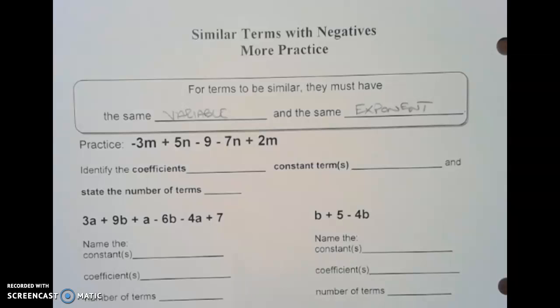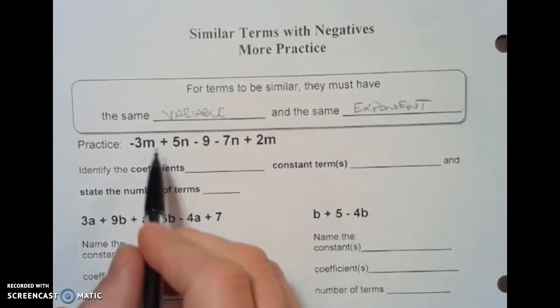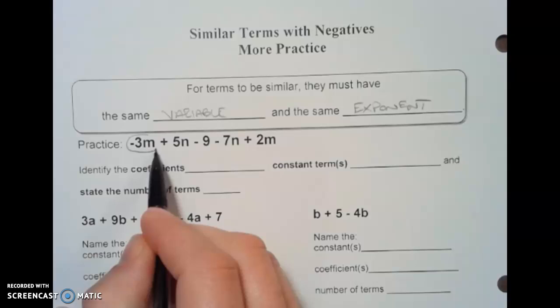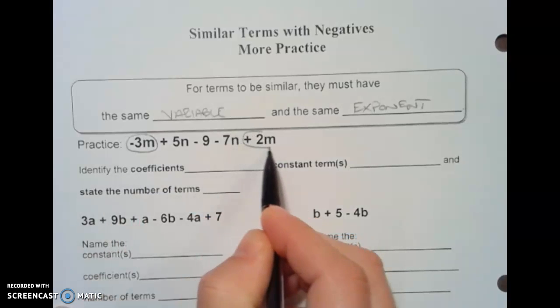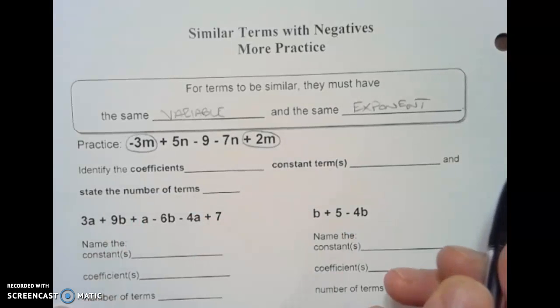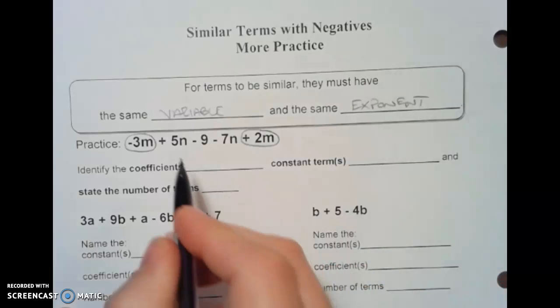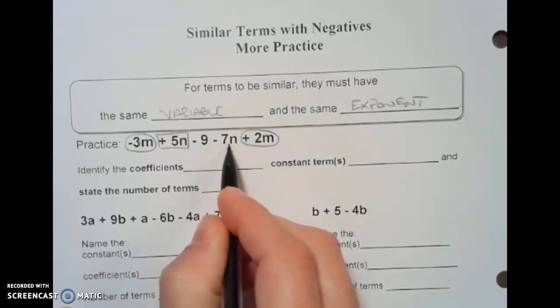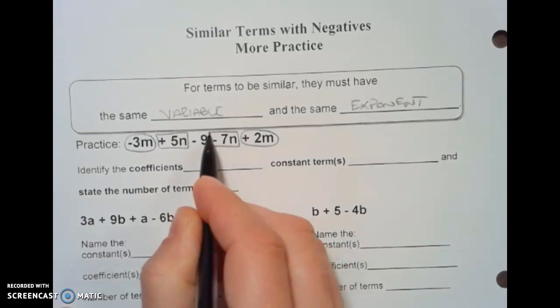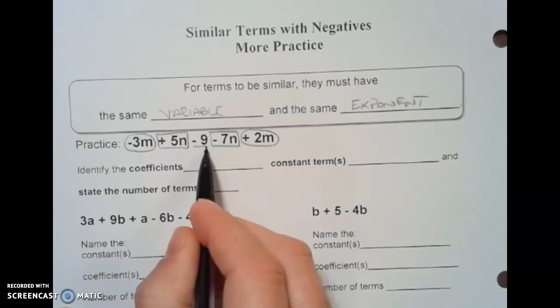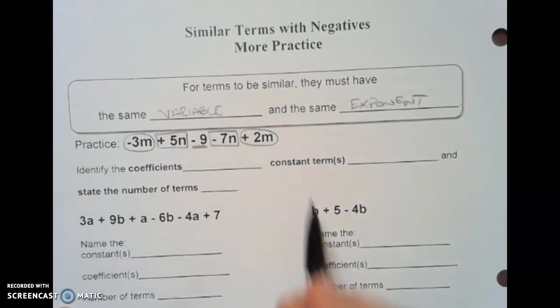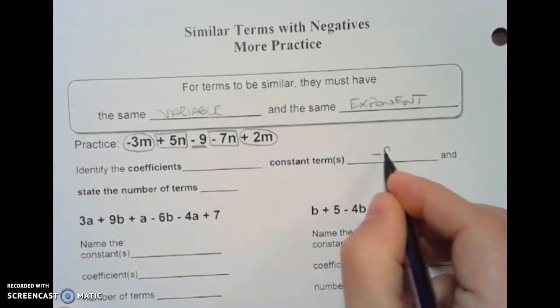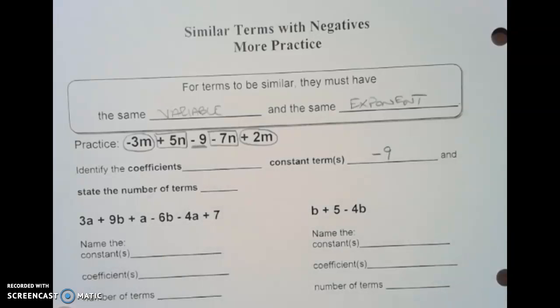Well, like we did before, I'm going to circle my variable terms that are the same. I've got negative 3m and positive 2m. I'm going to put boxes around my other variable terms that are similar, positive 5n and negative 7n. And then I'm going to underline my constant and its sign, negative 9. So for the constant, there's only one, it's negative 9. The number all by itself is a constant.